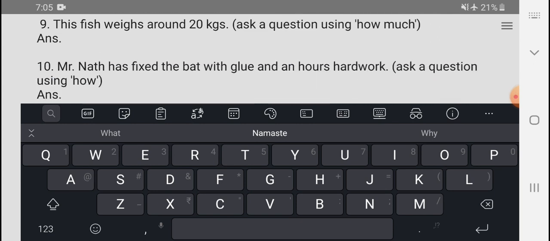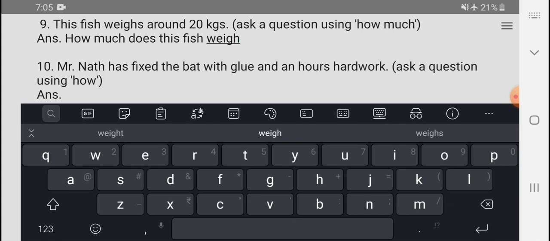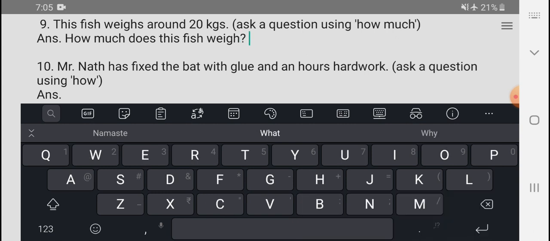Example number 9, the fish weighs around 20 kgs. Ask a question with how much. So how much does, because weighs, s is added, this is in simple present tense, this fish weigh? Answer would be it weighs around 20 kgs.